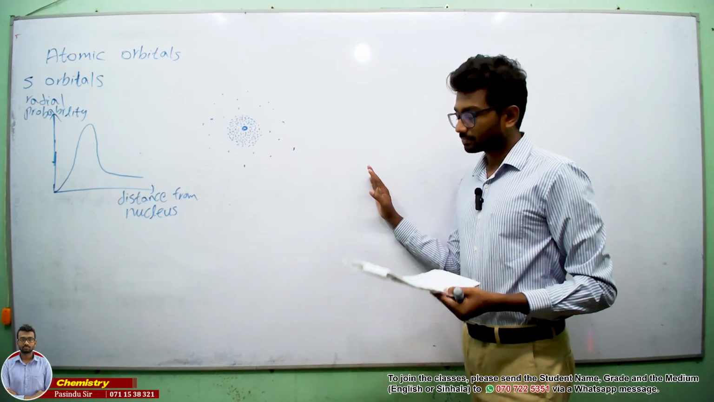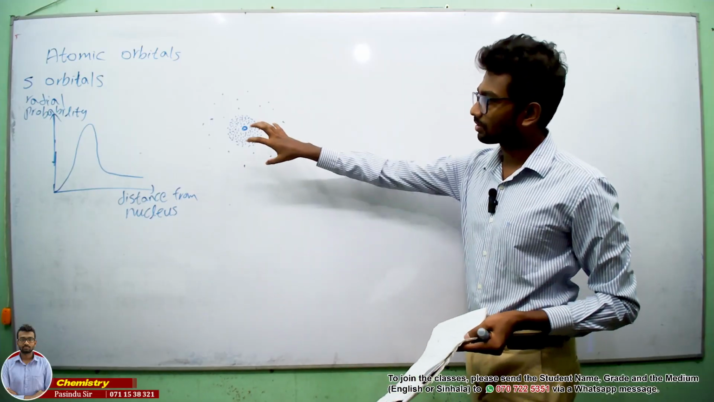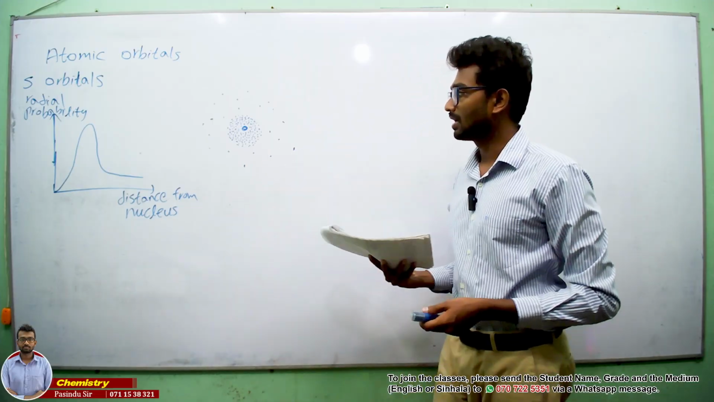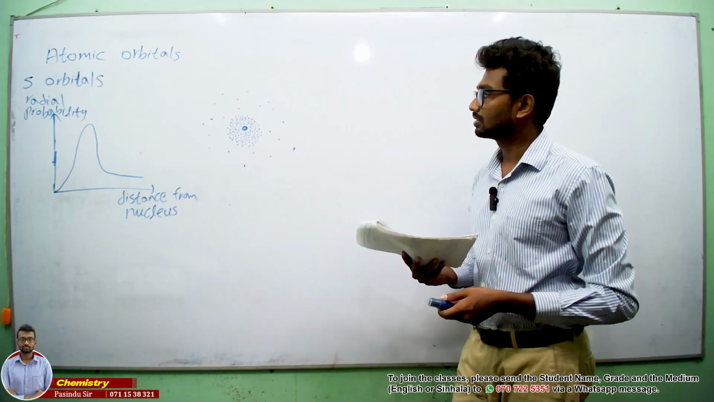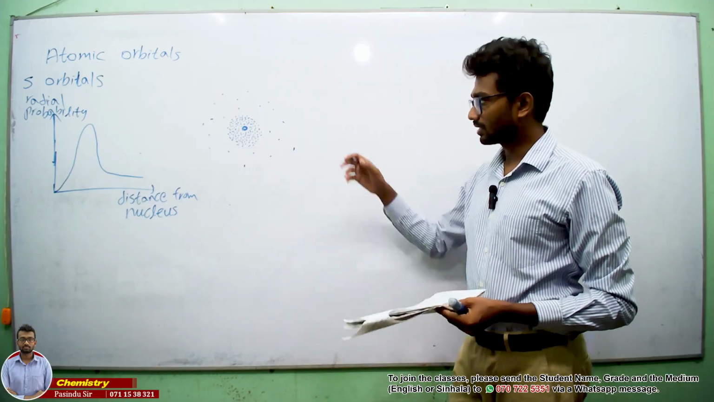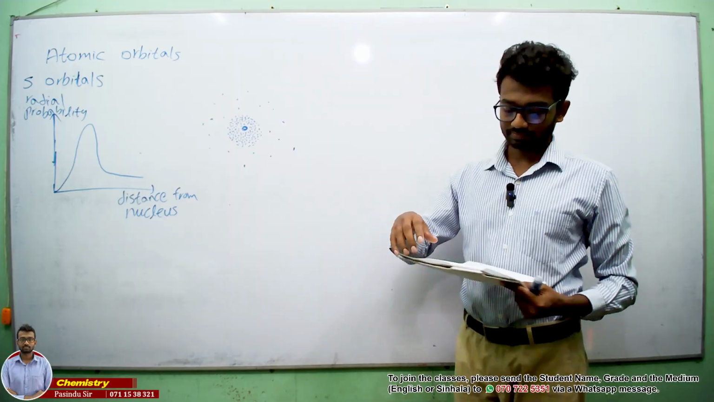Therefore we take this shape as the shape of the s orbital. That's how these shapes form. So write down these two diagrams.